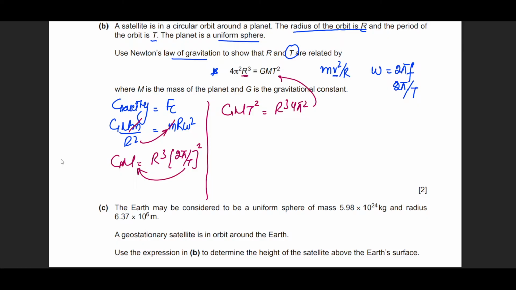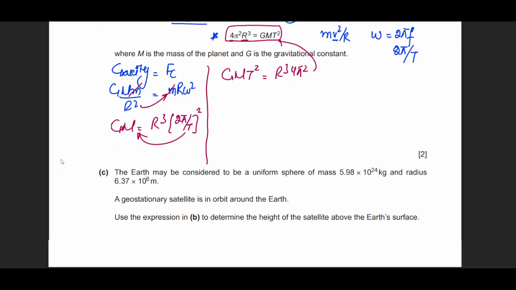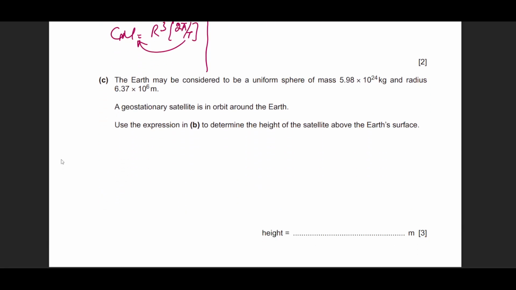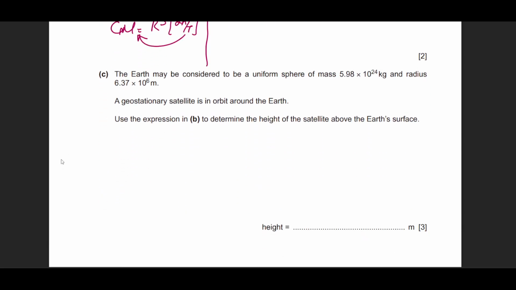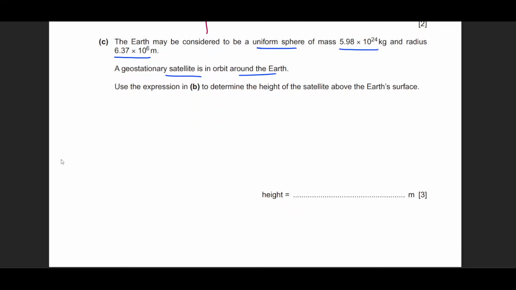Usually these parts are just for the sake of understanding that if you are unable to solve this, you can use this relationship for any incoming parts that follow. So even if you're unable to solve this, please do not forget to solve the next parts. He says the Earth may be considered a uniform sphere of mass this and radius this. A geostationary orbit is around the Earth, okay? Use the expression in B to determine the height of the satellite above.